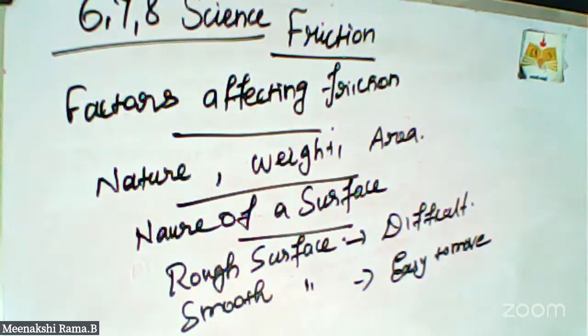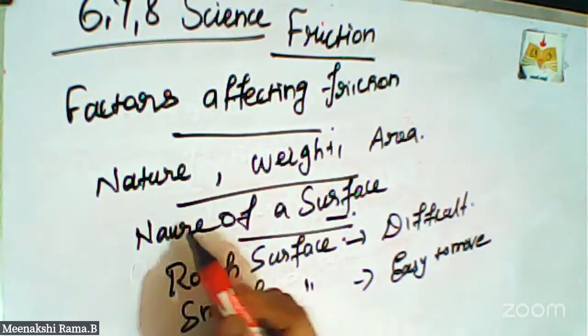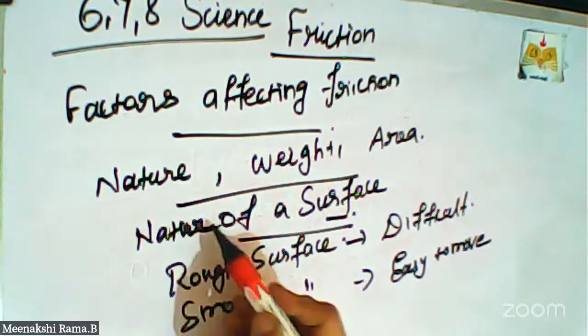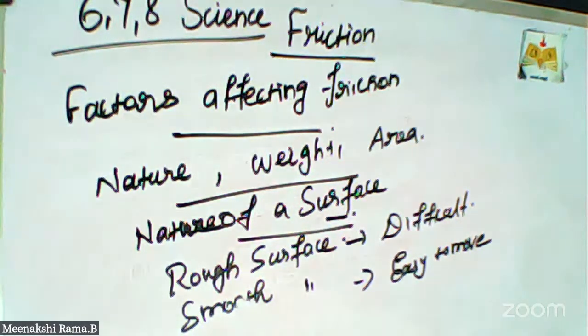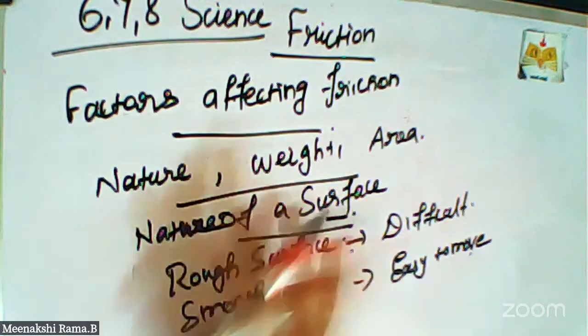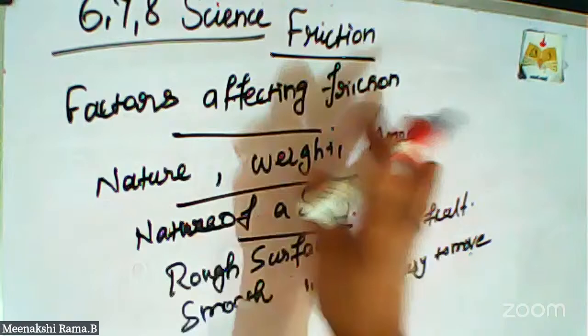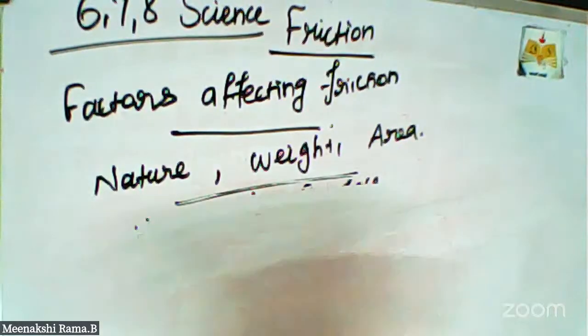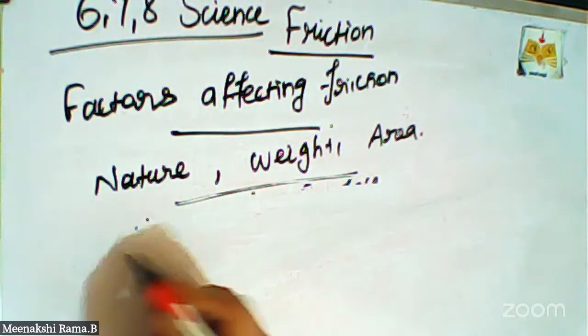Moving an object on a rough surface will be difficult, but we can easily move it on a smooth surface because the friction varies between the surfaces. Surfaces differ in rough and smooth. On a rough surface it is difficult to move, but on a smooth surface we can easily cross an area. So depending upon the surface nature, the friction is different. Next one is weight. Weight of the body.